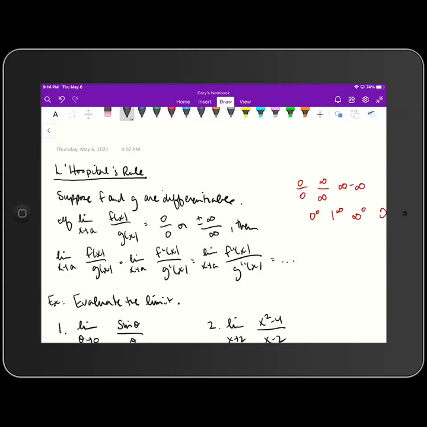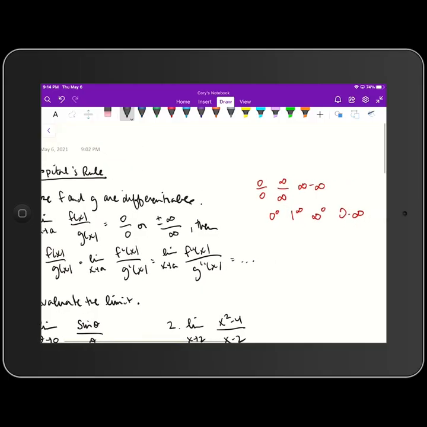Hi everybody. We're going to get into the last lesson of the school year, which deals with L'Hopital's rule, which allows us to evaluate limits that take on a certain form. One of the phrases that you're going to hear pop up is over here in red on the right, which is called an indeterminate form.